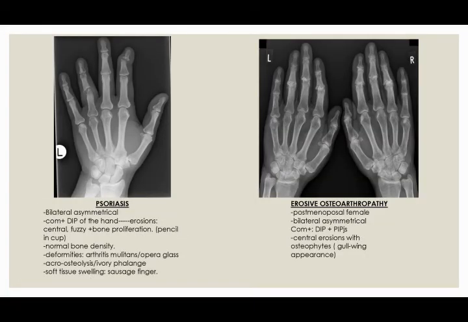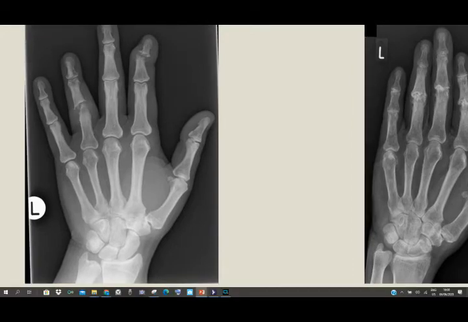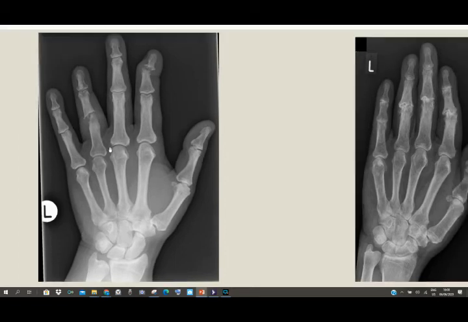The next differential diagnosis is psoriasis. Again, the distribution of psoriasis is in the distal joints, sparing the proximal joints. The erosion itself is central in location, and its margin will be fuzzy or described as a fluffy margin, not like the erosion in gout, which is juxta-articular and has a well-defined sclerotic margin. And also we can see soft tissue thickening around the erosions, which gives the appearance of sausage finger.